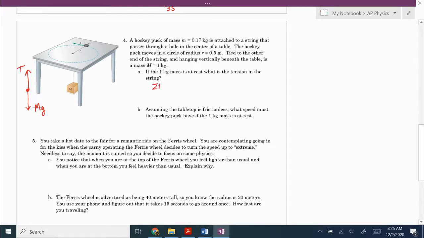So just summing your forces on that mass is going to give you 0 equals T minus mg. So T equals mg, which is just 1 times 9.8. So T is equal to 9.8 newtons, 10 if you're using 10, obviously. Assume that the tabletop is frictionless. What speed must the hockey puck have if the 1 kilogram mass is at rest?